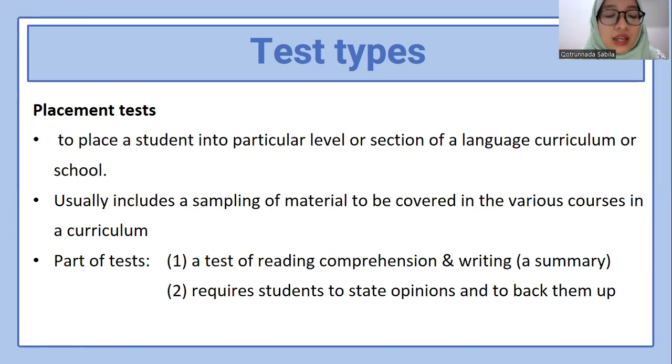And then the placement test. The purpose of a placement test is to place students into a particular level or section of a language curriculum or school. It usually includes a sampling of the material to be covered in the various courses in a curriculum. Most of the ESL courses at San Francisco State involve a combination of reading and writing with a heavy emphasis on writing. The first part of the test acts as both a test of reading comprehension and a test of writing. The second part requires students to state opinions and to back them up, a task that forms a major component of the writing courses.